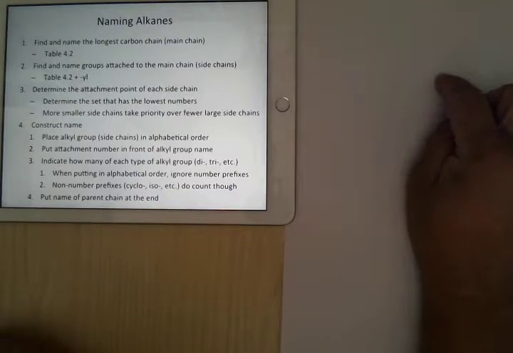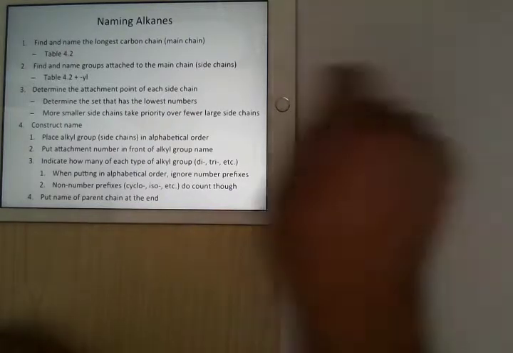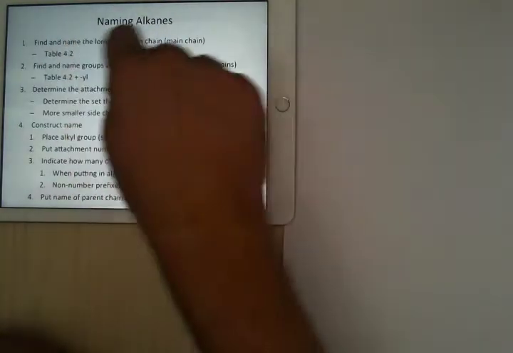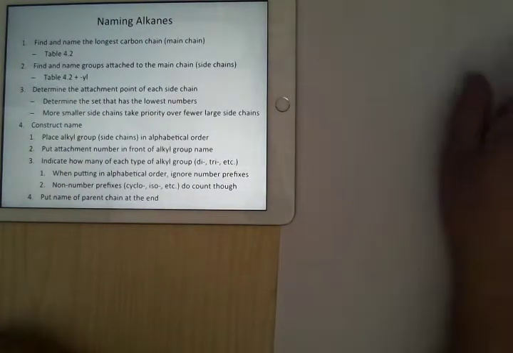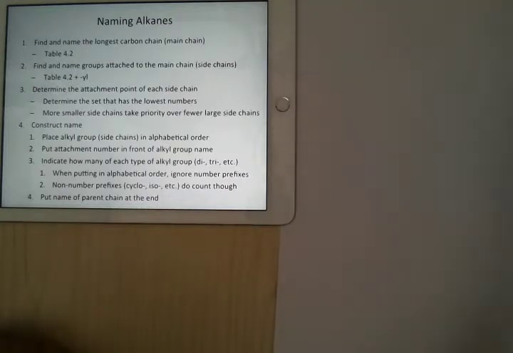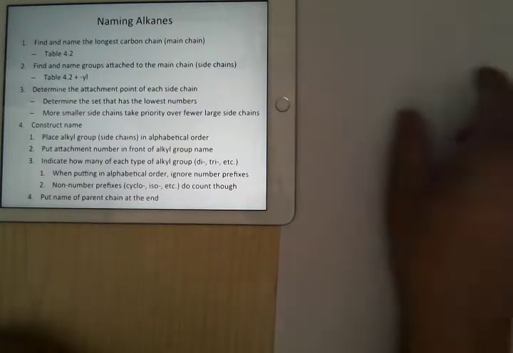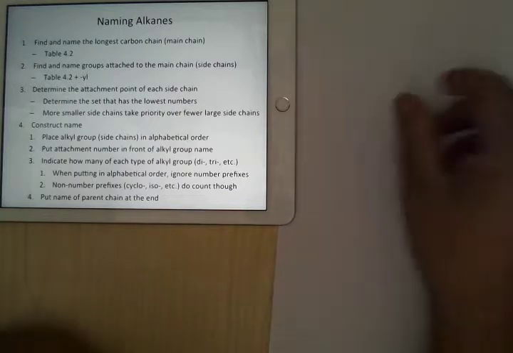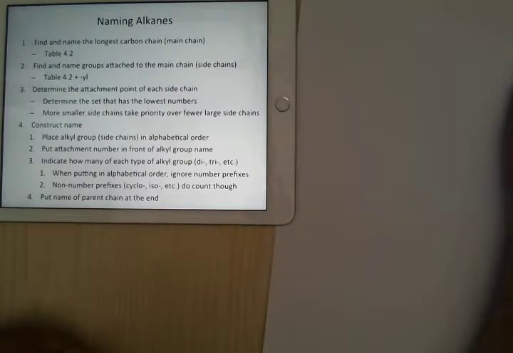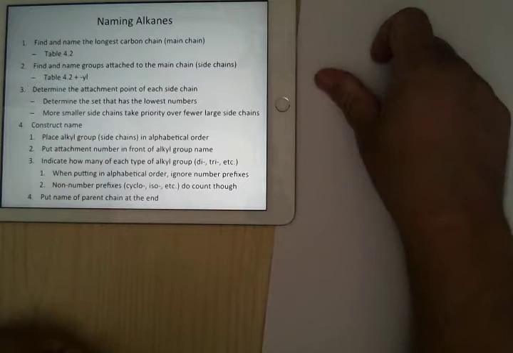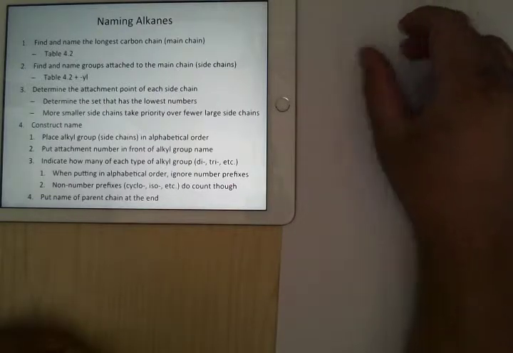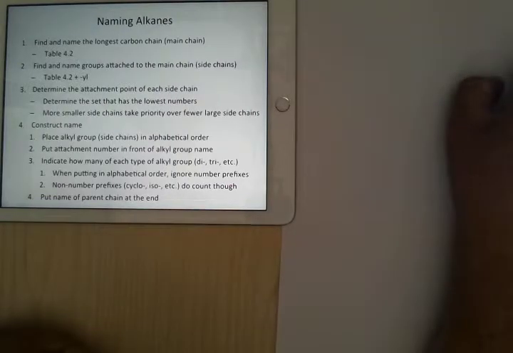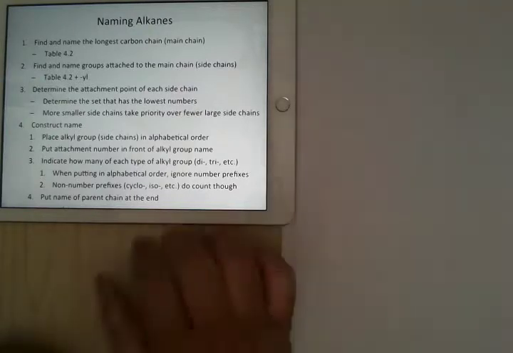So after you've listed that out, the parent name comes, that very first name that you came up with in the very first step. That goes at the end, no matter what. Don't put that in alphabetical order in front. It always goes at the end. So it'd be like 2-methyl, 3-ethyl, octane, or 2-methyl, 3-propyl, octane. Even though you would think that the octane should come before the propyl, nope. The main chain always comes at the end, no matter what.